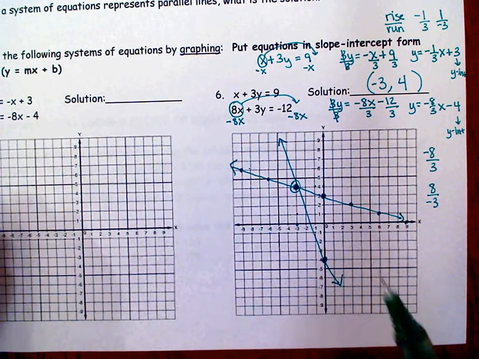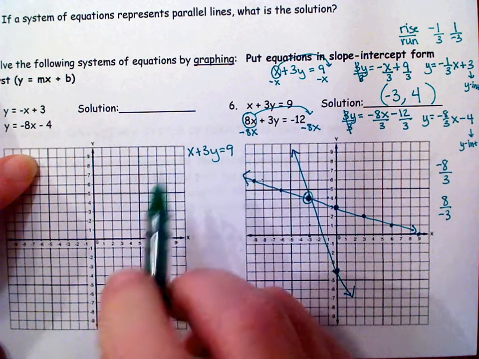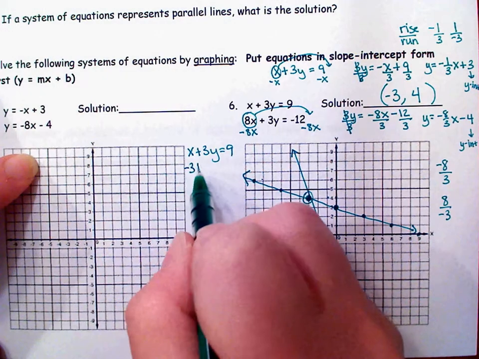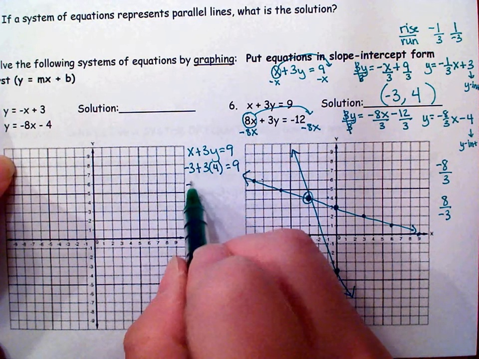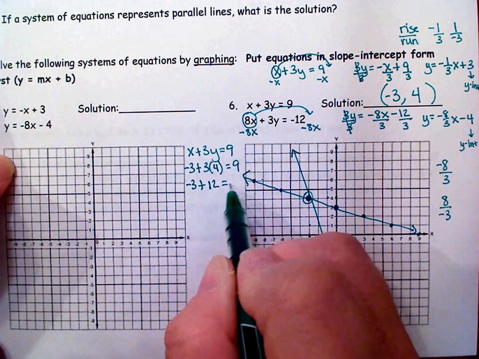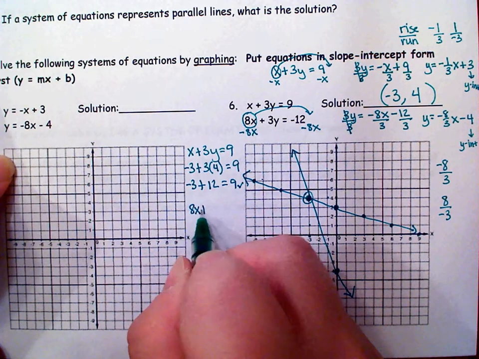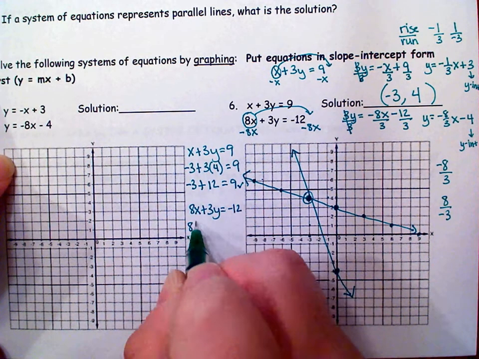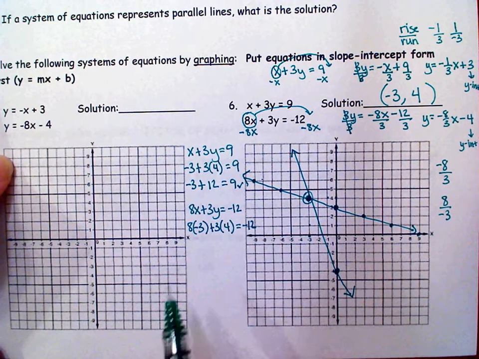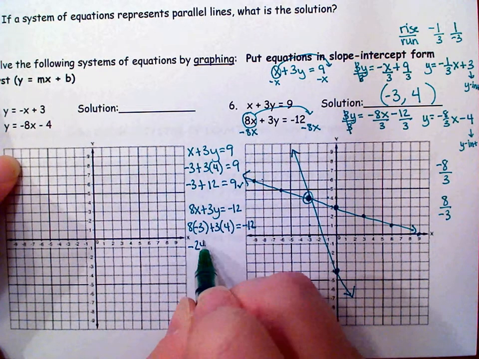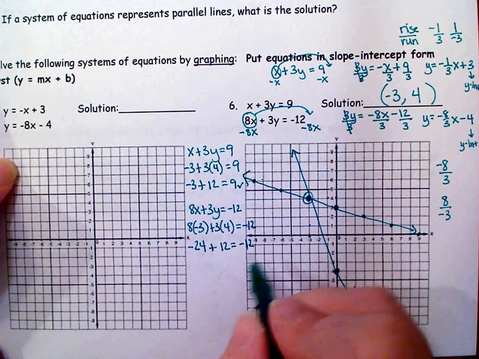Remember to always check your point in both equations. In the x plus 3y equals 9 equation, I'm going to replace the x with -3 and the y with 4 and make sure that makes a true statement. I'd have -3 plus 3 times 4 is 12, and -3 plus 12 is equal to 9. Now in my second equation, 8x plus 3y equals -12, I'm replacing again the x with -3 and the y with 4. 8 times -3 is -24. 3 times 4 is 12, and -24 plus 12 is -12. So it works in both equations.